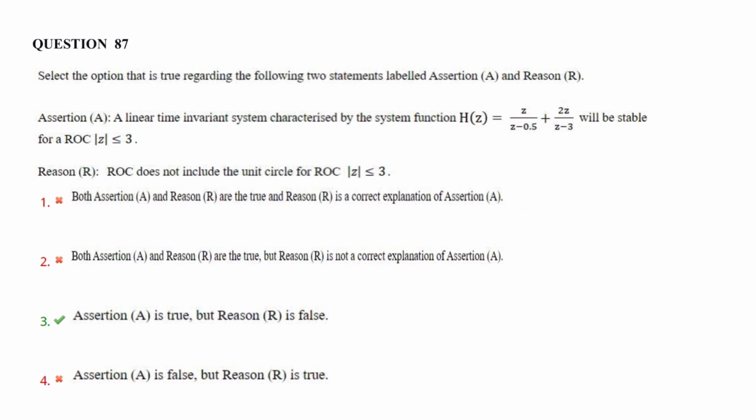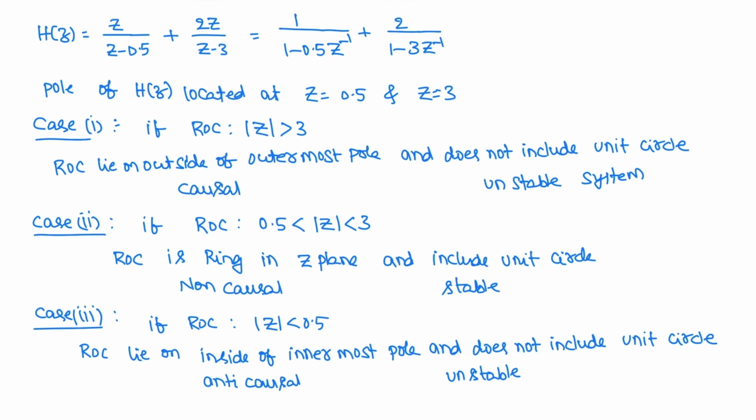Next question. A linear time invariant system is characterized by the system function H of z equals z by z minus 0.5 plus 2z by z minus 3, and will be stable for region of convergence mod z less than or equal to 3. This is the assertion. And the reason is the ROC does not include the unit circle for mod z equals 3. Let us see for different cases. So this is the given transfer function H of z. It can be written as 1 by 1 minus 0.5 z inverse plus 2 by 1 minus 3 z inverse.